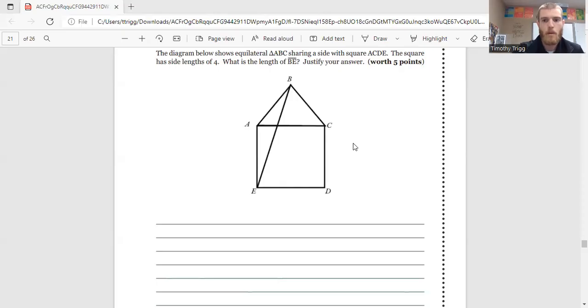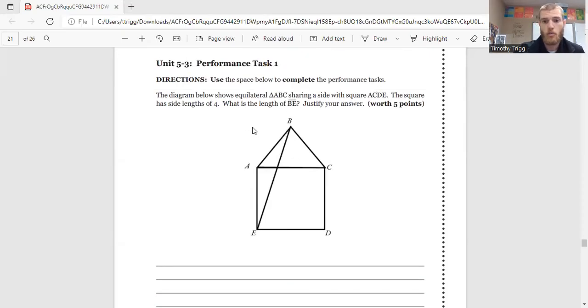Okay, great. So the activity, if you're opened up to it, should look like this. We're going to go ahead and just work on this. Go ahead and read along; I'm going to read it out loud. Please follow along. It says the diagram below shows an equilateral triangle, triangle ABC.